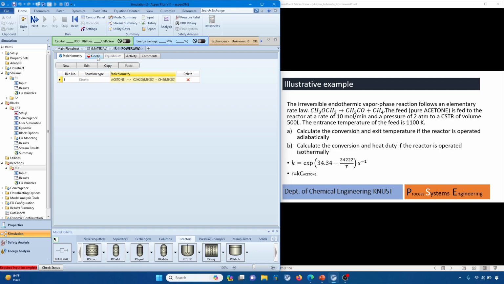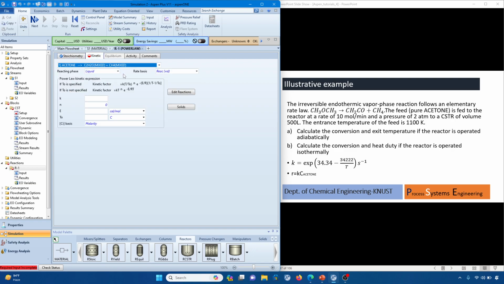And once you are done, you go to the kinetic tab, and it asks you for certain parameters, mostly the basis for the calculations. So the phase of our reaction was vapor, and the basis is the volume of the reactor. The Arrhenius parameters are entered here. This is where you specify the Arrhenius parameters, and they are in two forms. This is the most usual form.